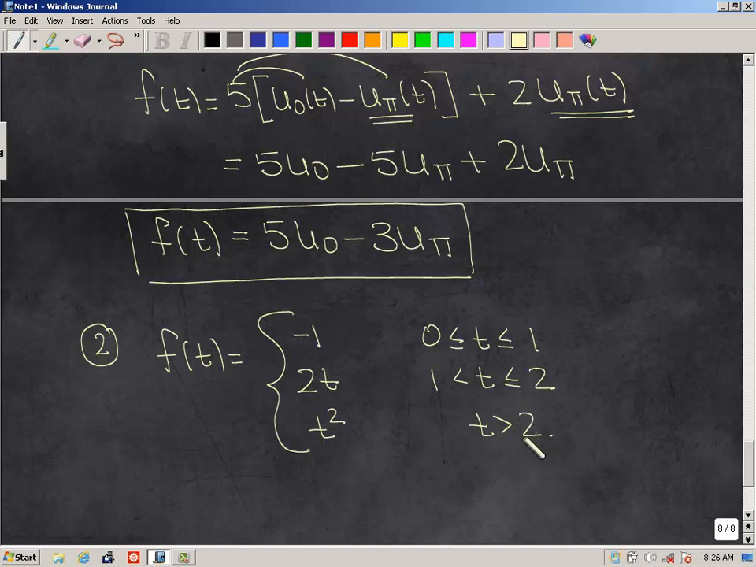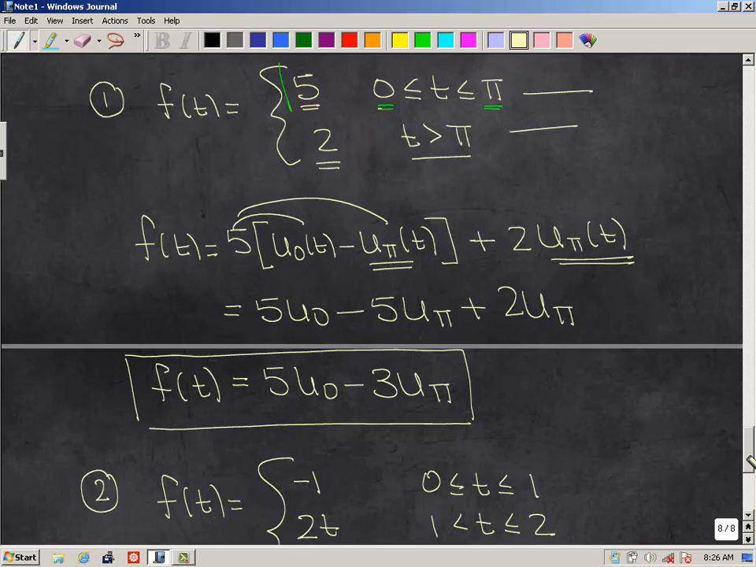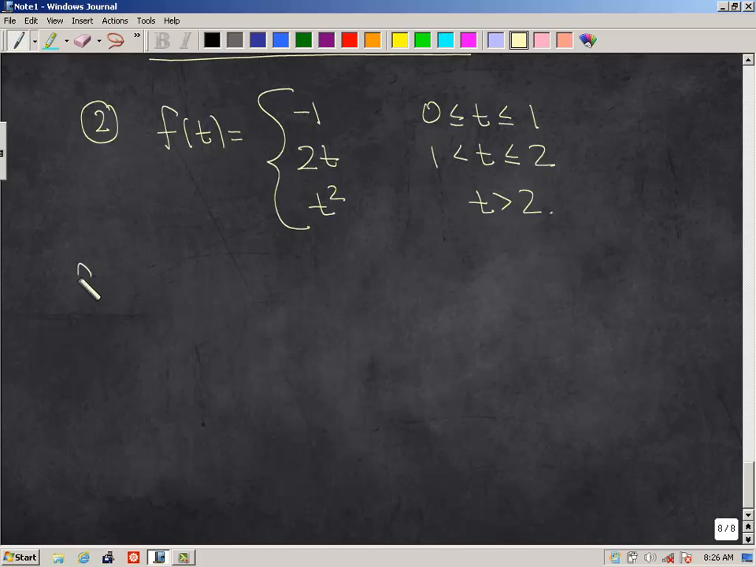So this is a piecewise function. It's discontinuous. We want to write it as a step function, and when I say write it as a step function, we want to write it as a single function. You can see what we did here. Okay, so let's start. F of t. So the first function comes on at 0 and stays on till 1, and after that it's going to be 0 again.